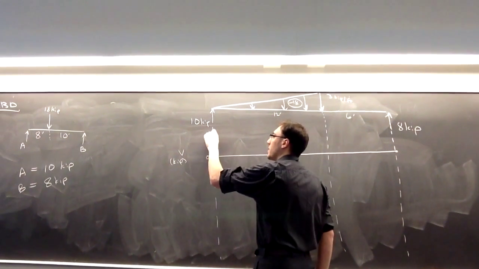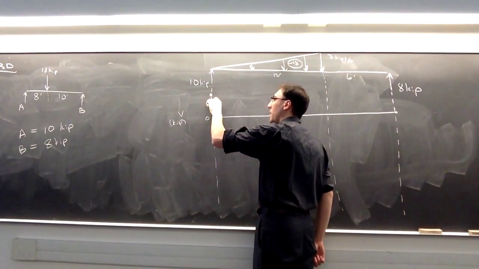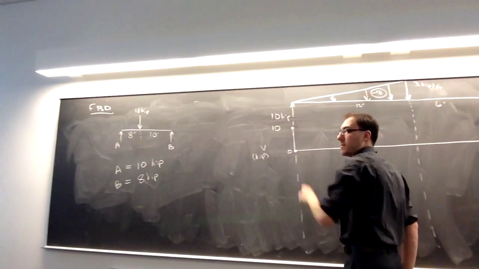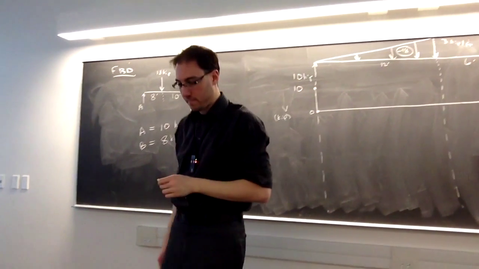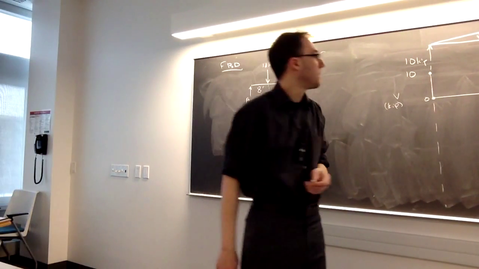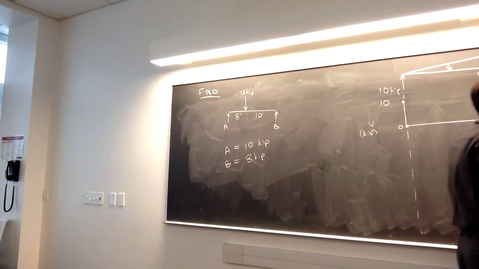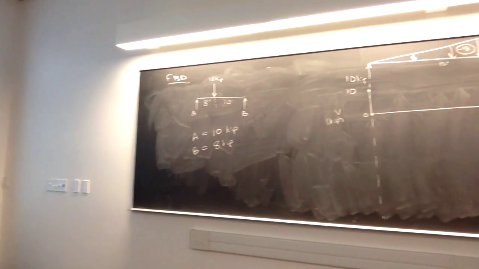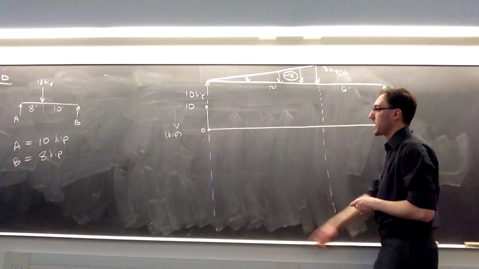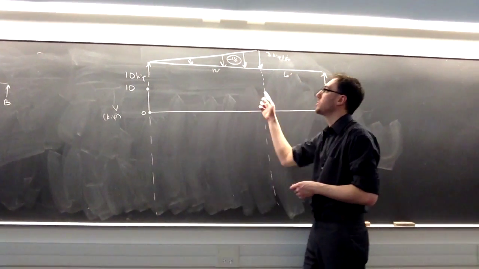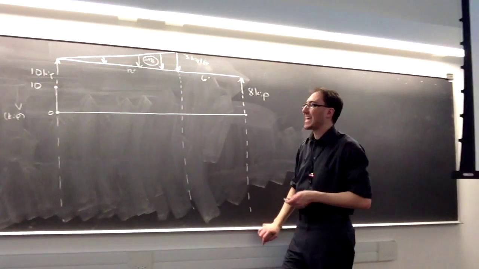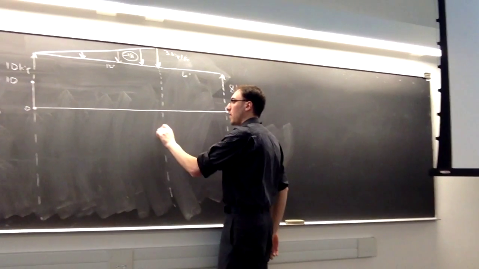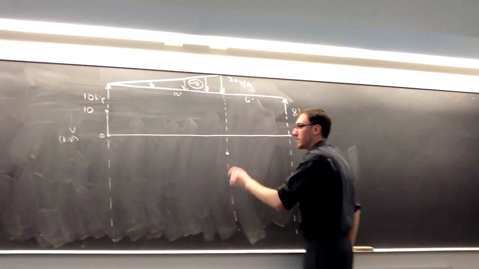But first, we start at 0, and we're going to jump up by 10 to 10. And then we have the tricky part here. Between these two lines, we're going to drop by 18, which means we're going to drop to -8.